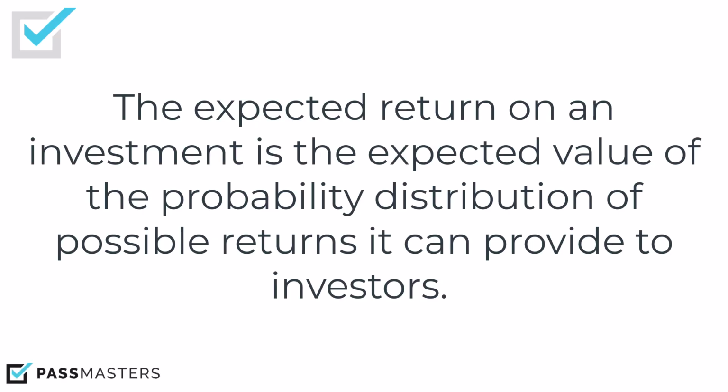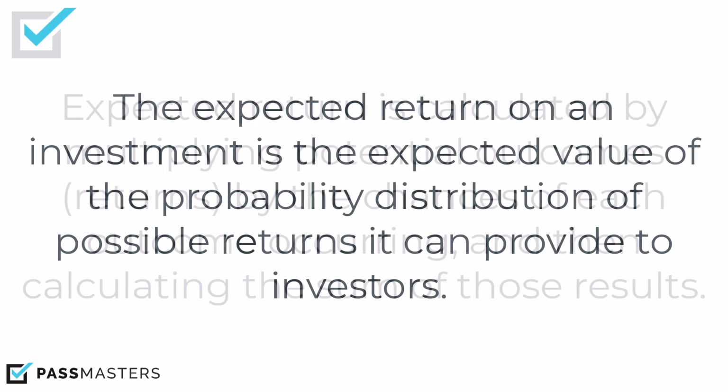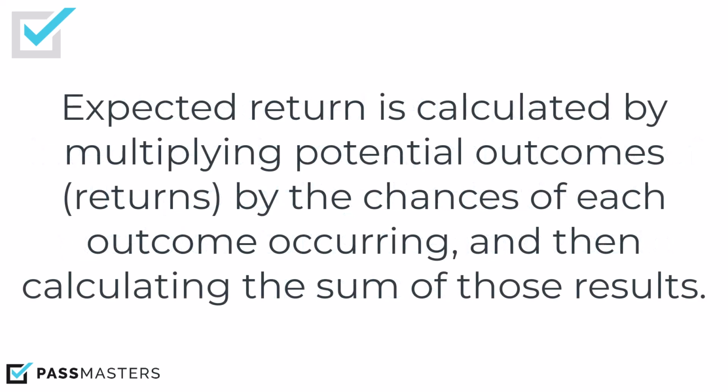Let's look at the definition for expected return. The expected return on an investment is the expected value of the probability distribution of possible returns it can provide to investors. Expected return is calculated by multiplying potential outcomes, returns, by the chances of each outcome occurring, and then calculating the sum of those results. So it is sometimes a math question. So that will be your formula.